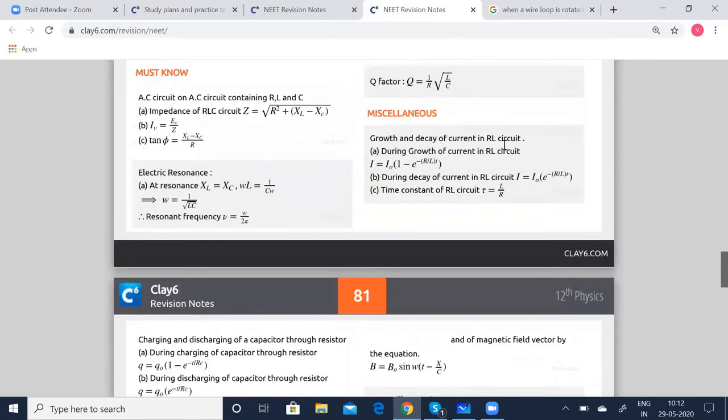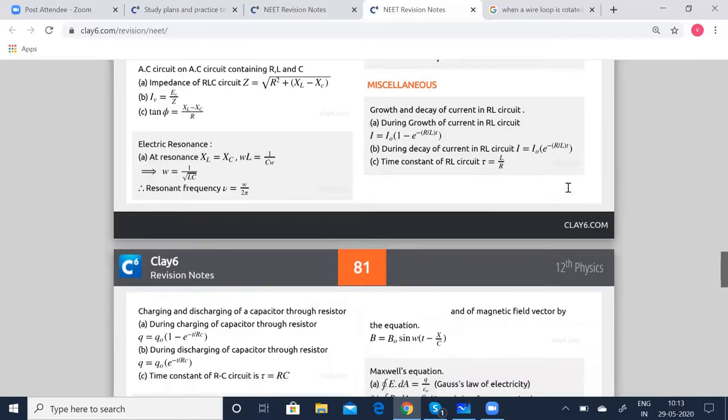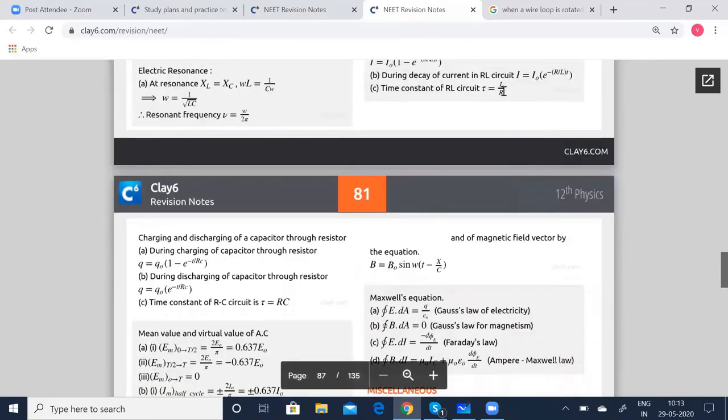Growth and decay of current in the RL circuit. During growth of the current in the RL circuit, I is equal to I0 into 1 minus e to the power of minus R by L into T. During decay of the current, I is equal to I0 into e to the power of minus R by L T. Time constant of RL circuit tau is equal to L by R.